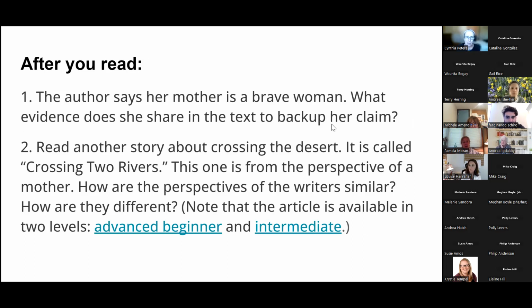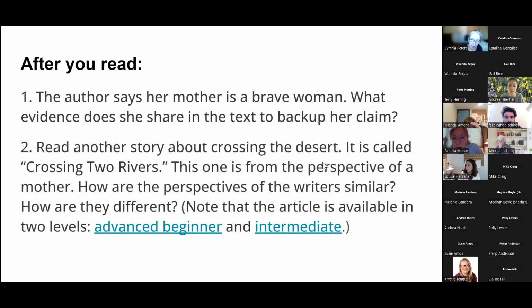There's also after-you-read activities, and this is aligned to the standards because I'm asking: the author says her mother is a brave woman. What evidence does she share in the text to back up her claim? So your students have to actually go back to the text and find details that show how she brought evidence to bear on her assertion that her mother is brave.